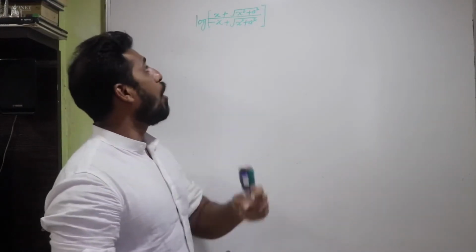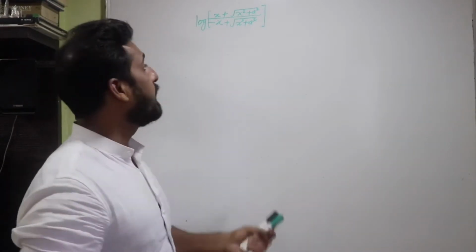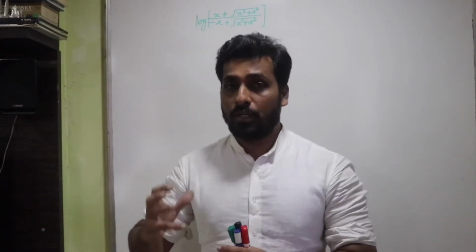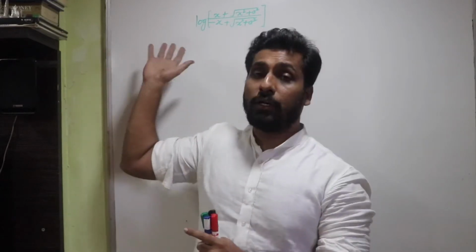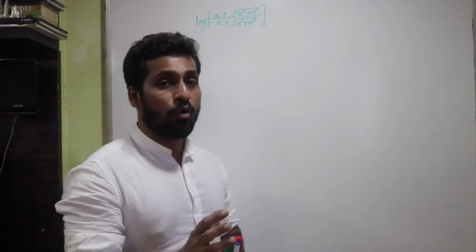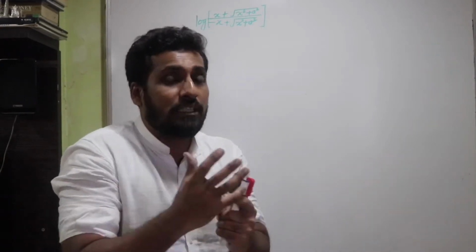We have log of (x plus root of x square plus a square) upon (minus x plus root of x square plus a square). That's a very important question. We are going to derive the derivative over here of this particular problem. I want you to memorize that problem very thoroughly, the question itself and its answer directly.